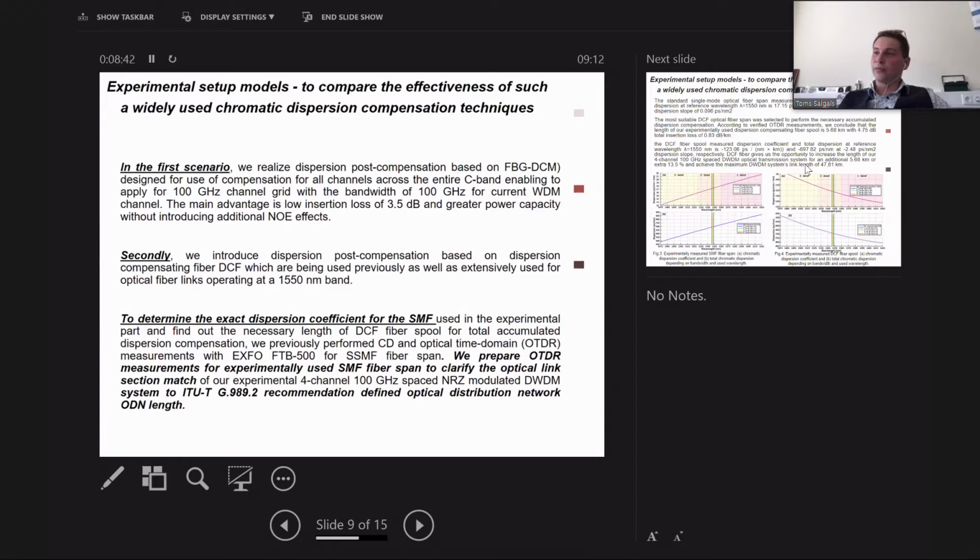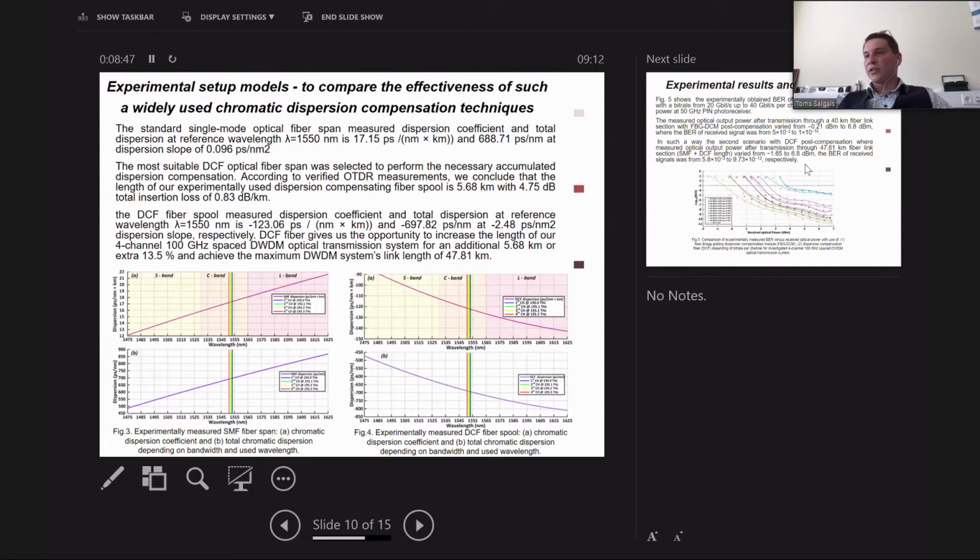And here we can see real results for each fiber. This was made for standard single mode fiber, with measured dispersion coefficient and total dispersion reference of 17.15 picoseconds per nanometer per kilometer and 688.71 picoseconds, dispersion slope 0.096. And we found the most suitable DCF optical fiber span for the necessary accumulated dispersion compensation.